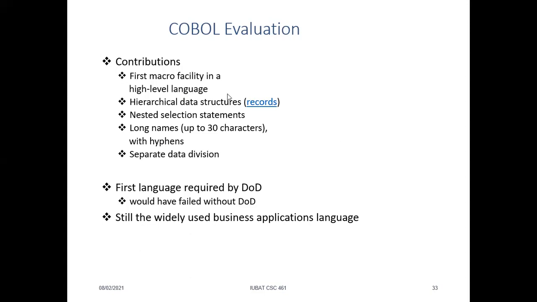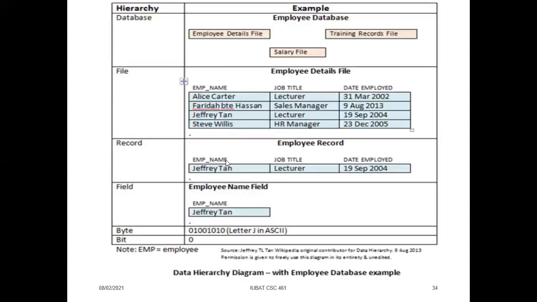It would have the same hierarchical data structure, the records that we use. It would have long names up to 30 characters, nested selection statements, a separate data division, everything. So it would have all the features, but it would be simple. And then they actually developed this programming language.